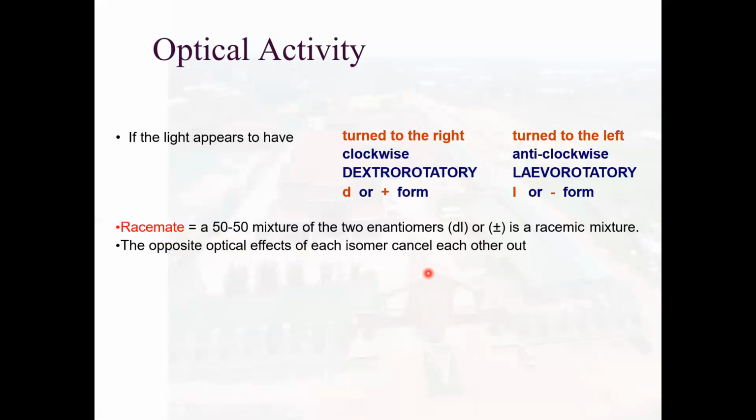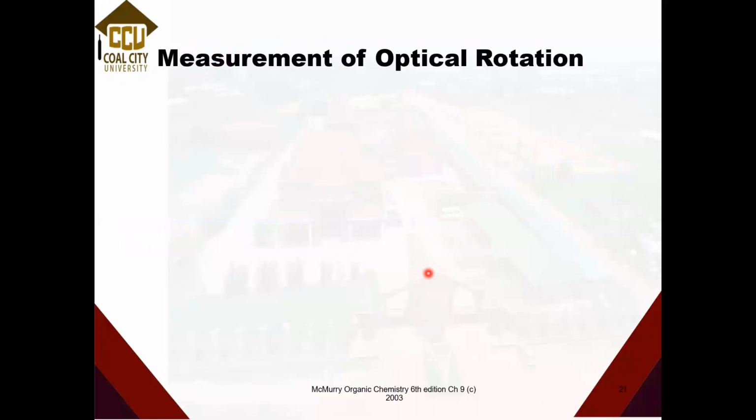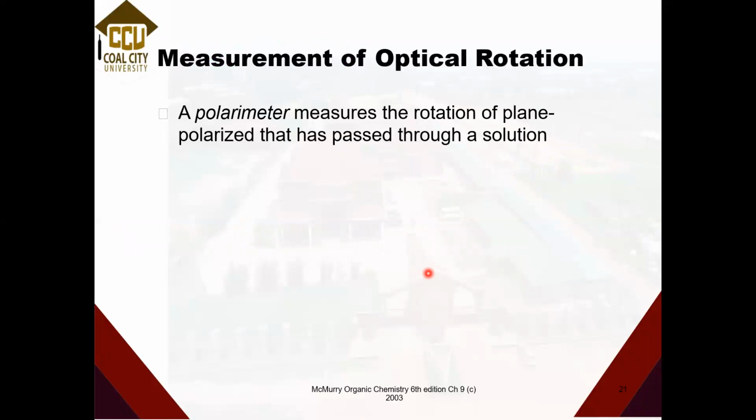Both of them will cancel each other out, and at the end of the day, the plane polarized light will remain in the same position. So we call such a compound a racemate or a racemic mixture. Now let's look at measurements of the optical rotation.